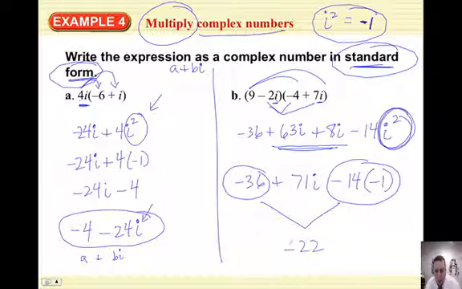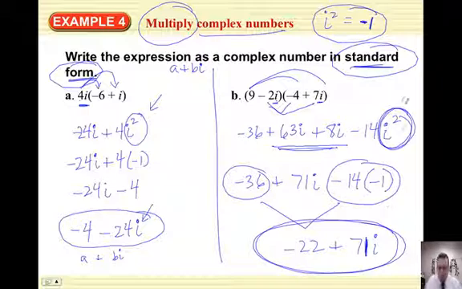So should we put it in the front or in the back? Put it in the back. Remember, a plus bi. So negative 22 plus 71i. A plus bi, yes, it's in standard form. Final answer is here. So just a couple things to pay attention to in this.